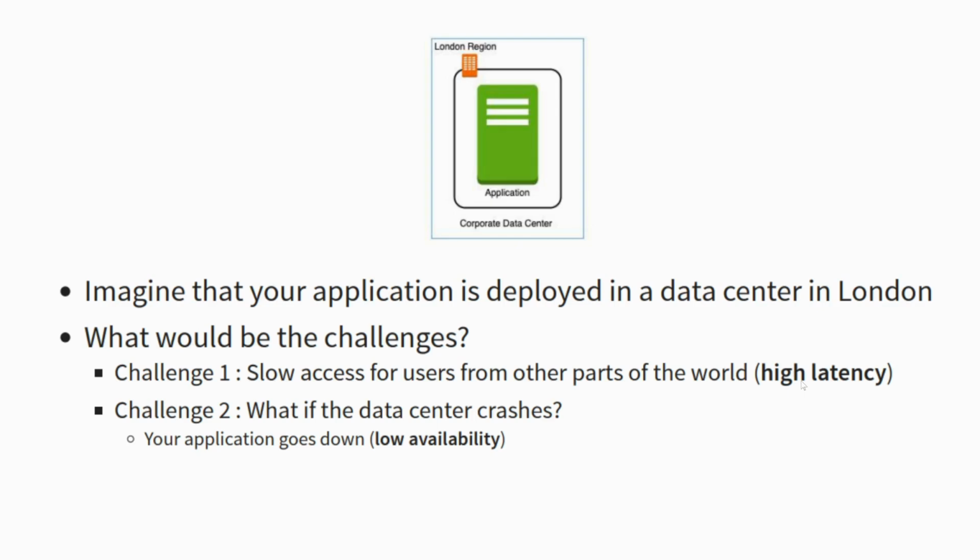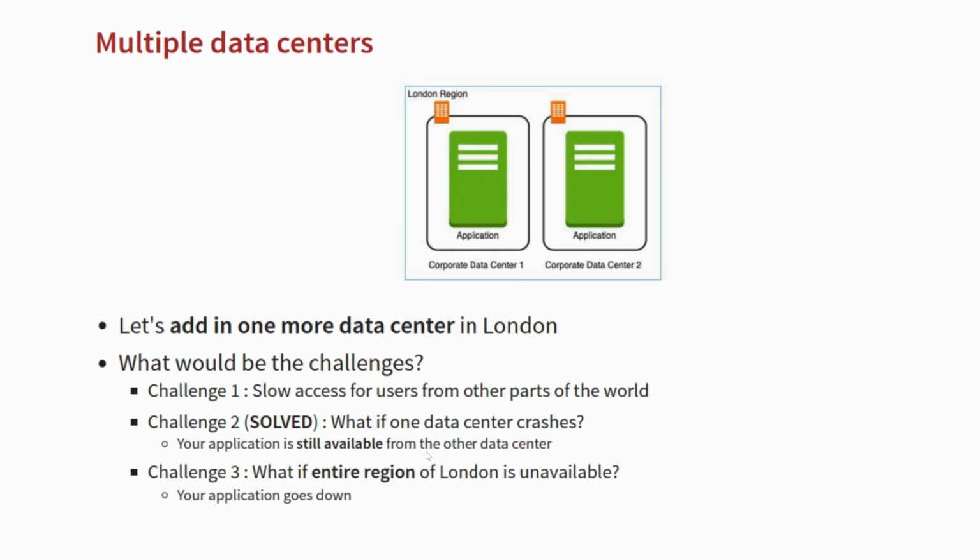One is the high latency: if you are far away and trying to access the application, you're not able to access it quickly because of the high latency. The second is, what if the data center crashes? That is the meaning of low availability. We can solve one of these challenges by adding one more data center in London. So now we have the London region with data center 1 and data center 2. A data center is a physical location where we have all the setup.